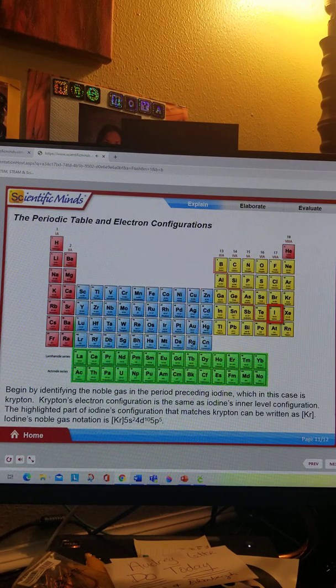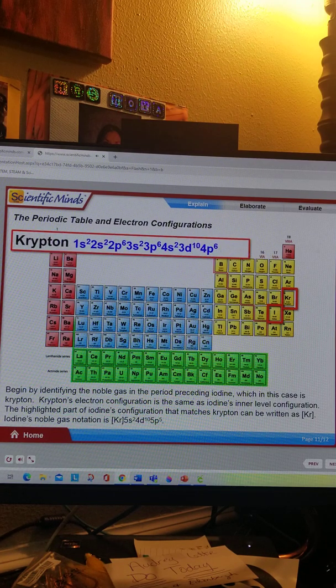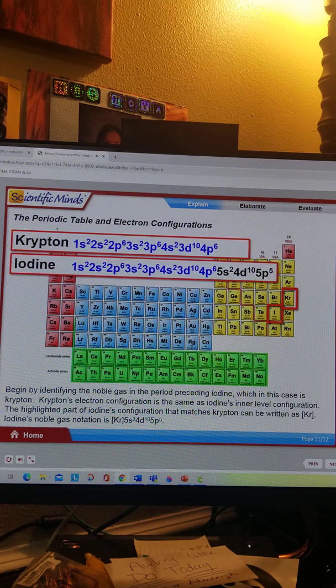Begin by identifying the noble gas in the period preceding iodine, which in this case is krypton. Krypton's electron configuration is the same as iodine's inner level configuration. The highlighted part of iodine's configuration that matches krypton can be written as Kr. Iodine's noble gas notation is krypton 5s2, 4d10, 5p5.